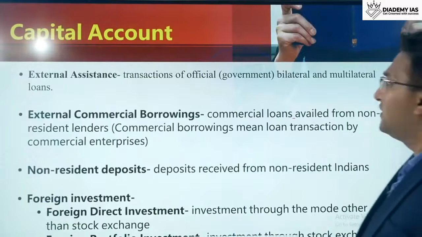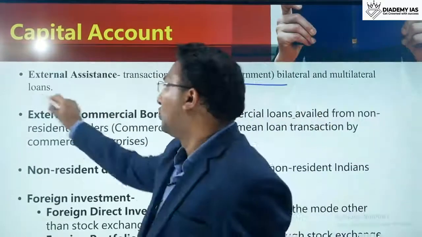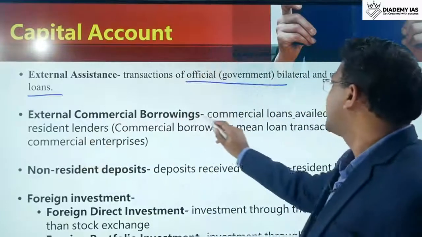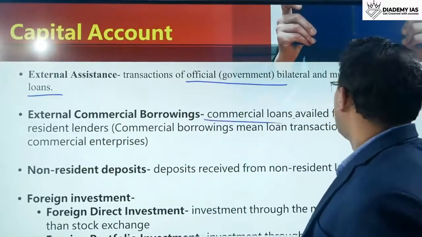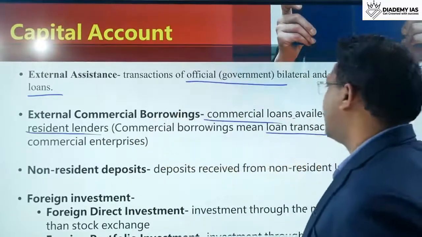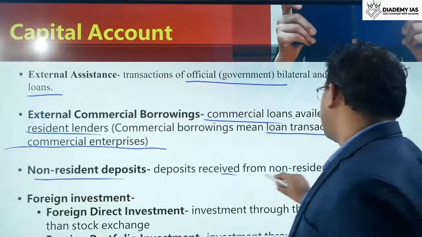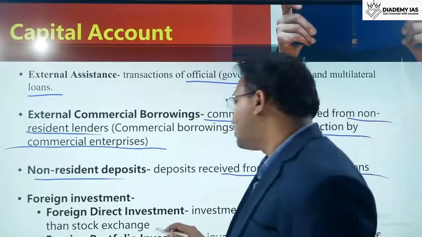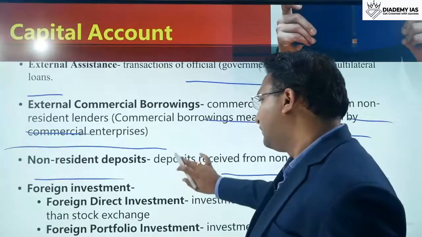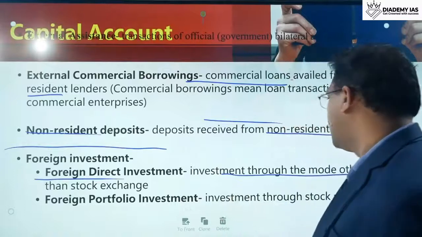So external assistance means transactions of official government, bilateral and multilateral loans. External commercial borrowing means commercial loans availed from non-resident lenders. Commercial borrowing means loan transaction by the commercial enterprise. Non-resident deposit means deposit received from the non-resident Indians. Foreign investment, it can be either FDI or FPI.